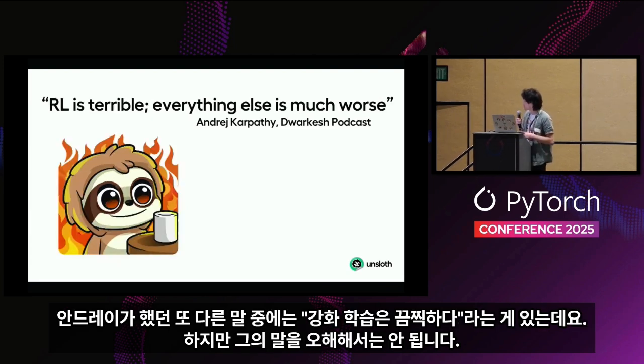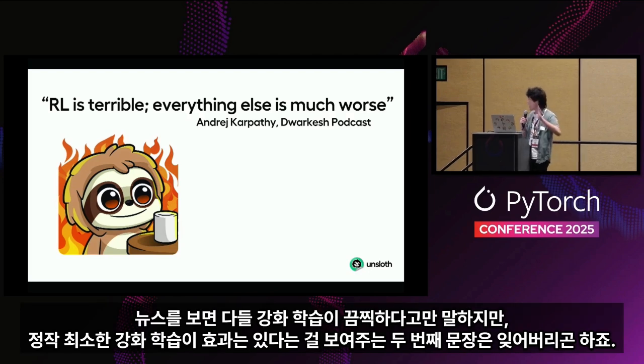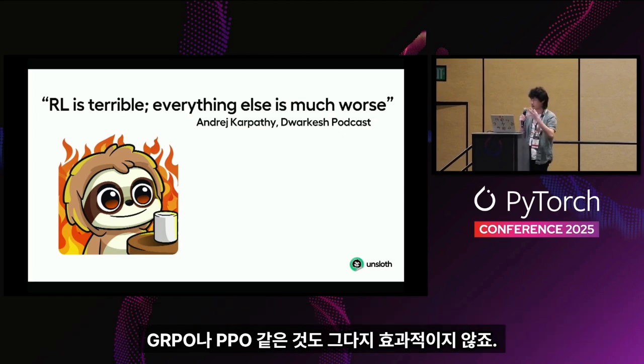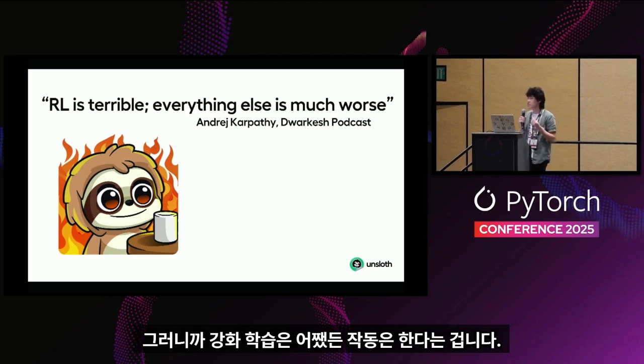Another quote that Andre also made is, RL is terrible, but don't misconstrue what he said. The second sentence is, everything else is much worse. If you look at the news, everyone's saying RL is terrible, but they forget the second sentence, which essentially shows that RL at least works, right? So RL is obviously not a very good algorithm. GRPO, PPO, it's not very effective. However, everything else is just even worse. So RL at least works somehow.